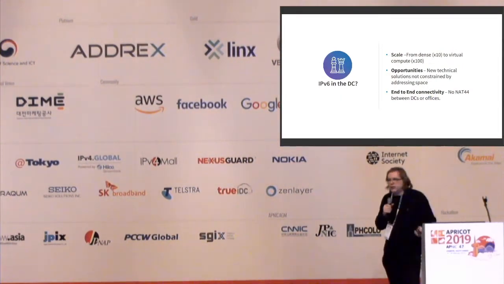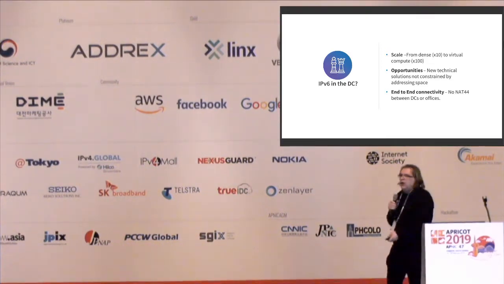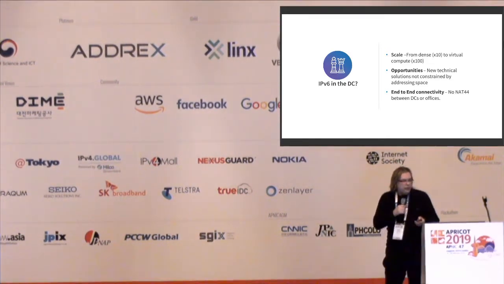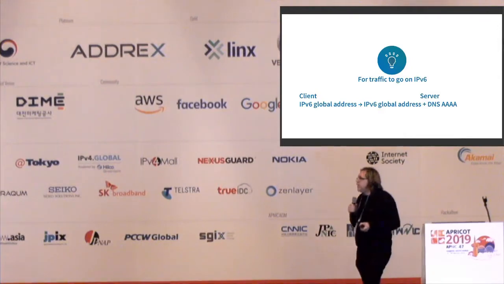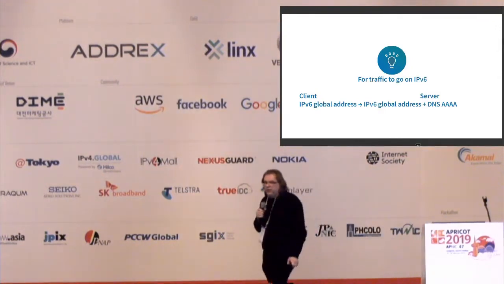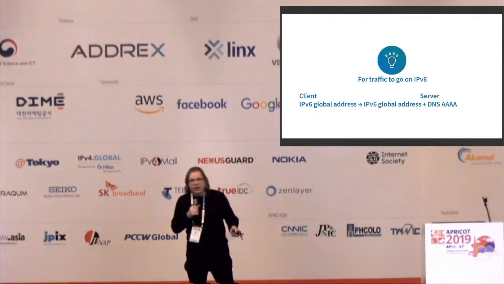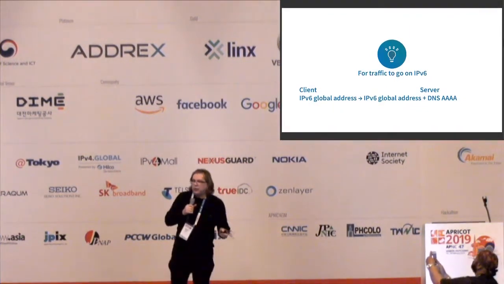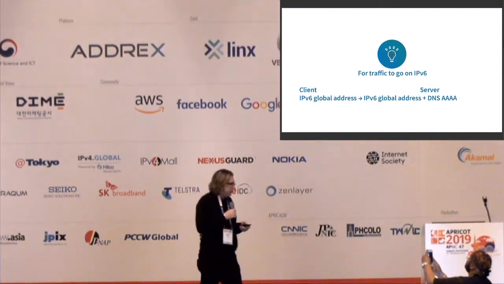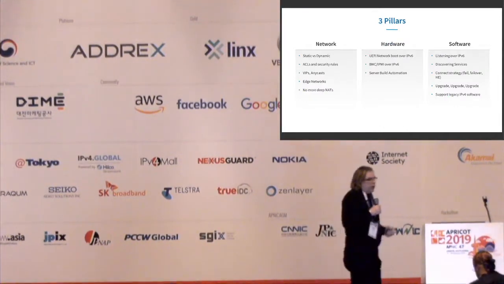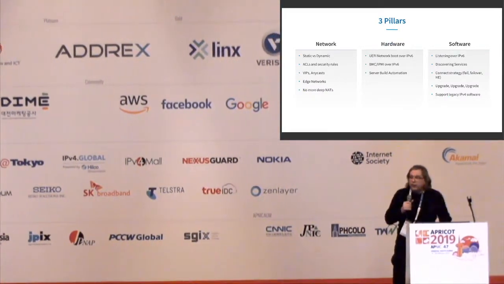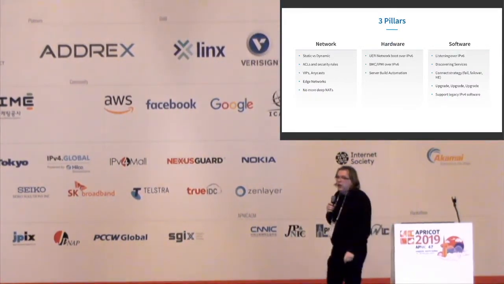And we have end-to-end connectivity from the office to any of the servers if you want to. Reminder: if you want to go IPv6, both machines need to have an IPv6 address which is routable on the internet, and you need to have a Quad A record.